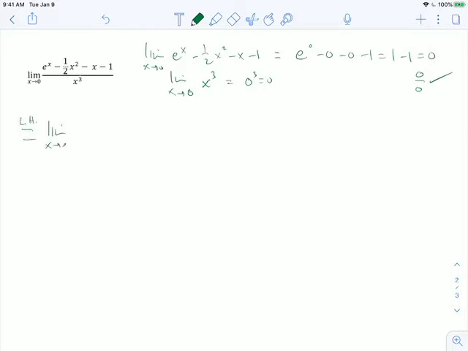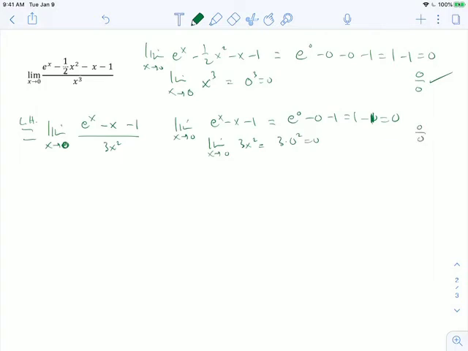The derivative of e to the x is e to the x. The derivative of minus 1/2 x squared is minus x. The derivative of minus x is minus 1. And then I get 3x squared on the bottom. Limit as x goes to 0 of e to the x minus 1. Still 0. And the limit as x goes to 0 of 3x squared, also 0. So this is still 0 over 0. So I get to apply L'Hopital's rule a second time.